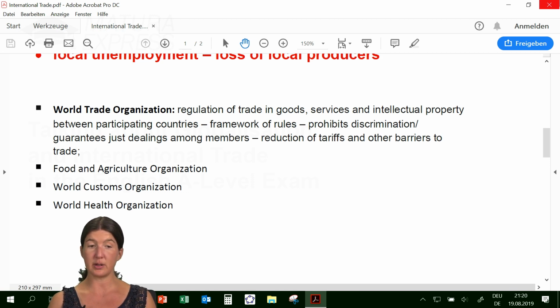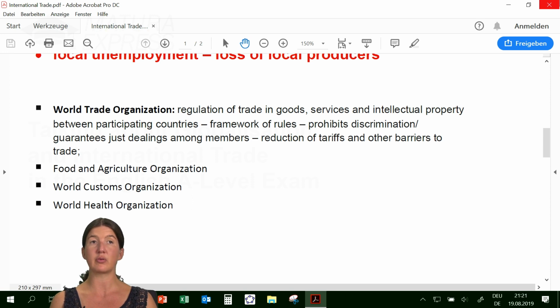But there's also something like the Food and Agriculture Organization. They're the ones who set certain standards in terms of hygienic standards that food has to have, and so on and so forth, based in America for some reason. The World Trade Organization is based in Switzerland. There's the World Customs Organization as well, customs, so the toll organization.